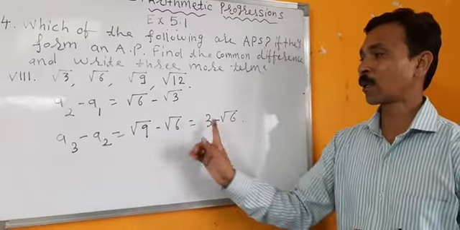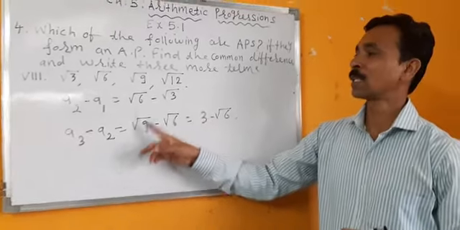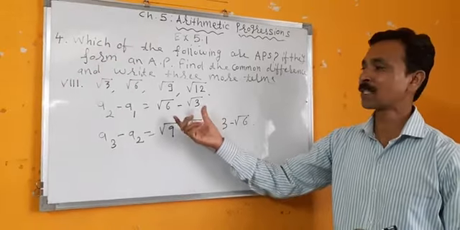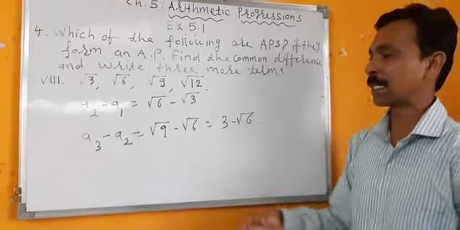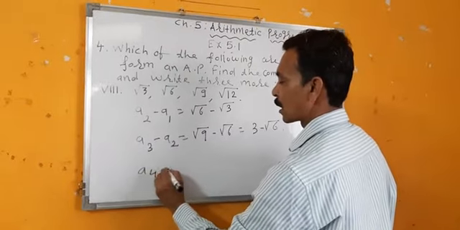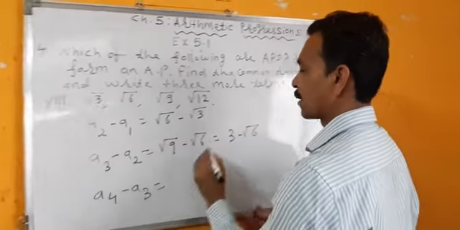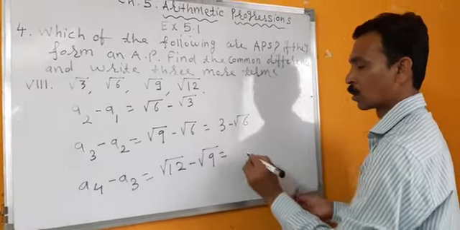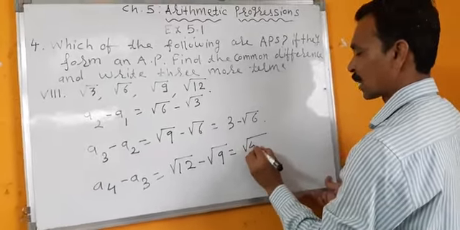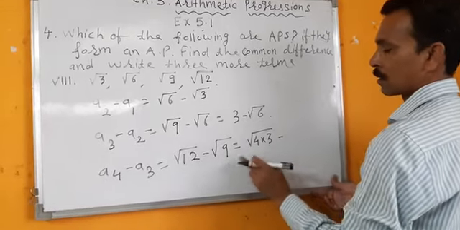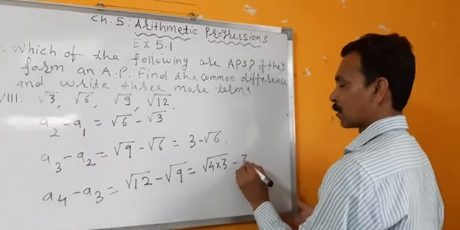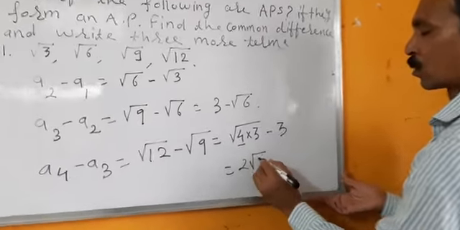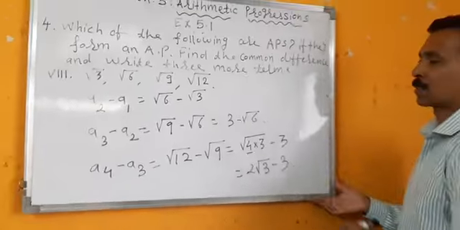Why have I taken the square root here? Because it is a perfect square root. Here there was nothing common, or it is not a perfect square root. That is why it is kept as it is. Then A4 minus A3. What is A4? Root 12 minus root 9. Root 12 means 4 into 3. What is square root of 9? 3. What is square root of 4? 2. 2 root 3 minus 3.